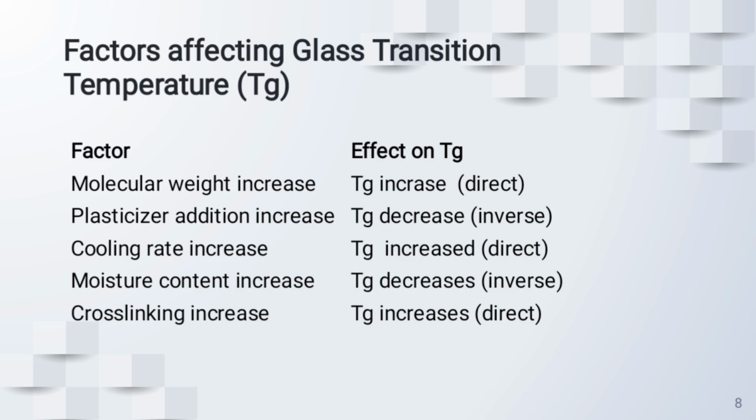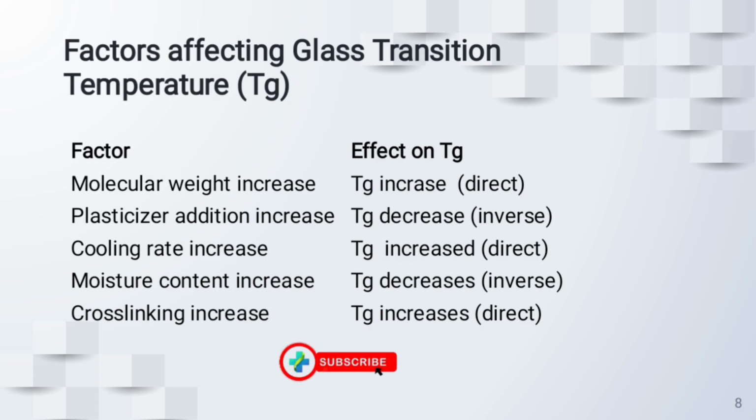Students, a faster cooling rate or higher molecular weight restricts motion, so our transition temperature, that is Tg, increases. But if we add plasticizer or water, they increase free volume and therefore the transition temperature decreases.